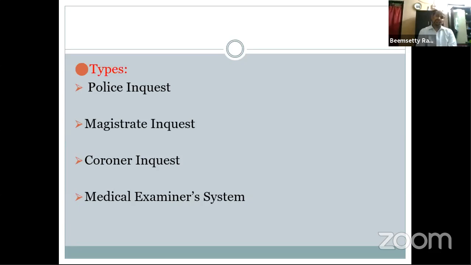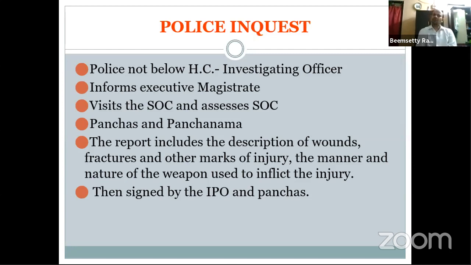But among all these types of inquest, which is more superior? Remember carefully, the medical examiner system is more superior. But in India, we are not following the medical examiner system and coroner's inquest. And police inquest: what happens when the police come to know about some person who died in some particular place, and someone complains to the police? What is the procedure, what will he be doing? He'll immediately inform the executive magistrate and proceed to the scene of crime.